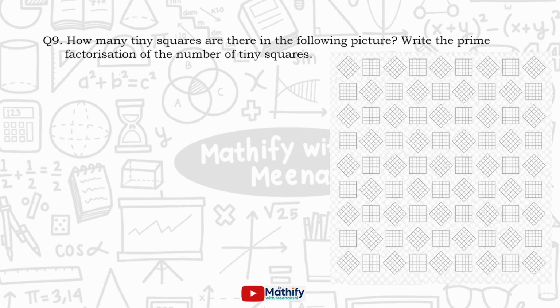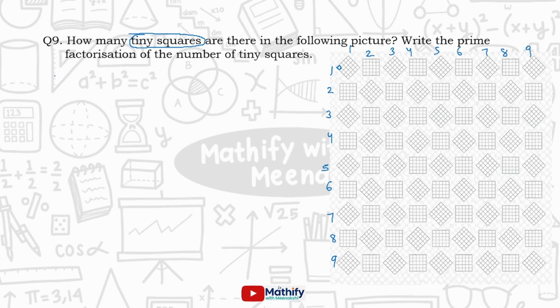How many tiny squares are there? So let me tell you what tiny square they're talking about. This one is a tiny square. So how many are there in the following picture, and write the prime factorization of the number of tiny squares. So first you will see how many rows we have. Rows are 1, 2, 3, 4, 5, 6, 7, 8, 9. And how many columns we have? 1, 2, 3, 4, 5, 6, 7, 8, 9.